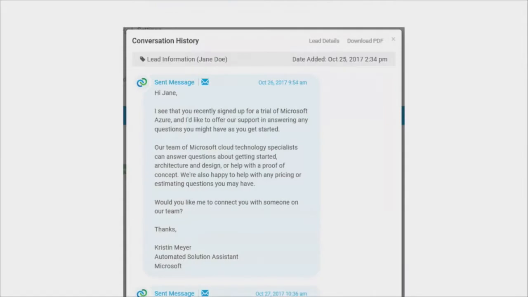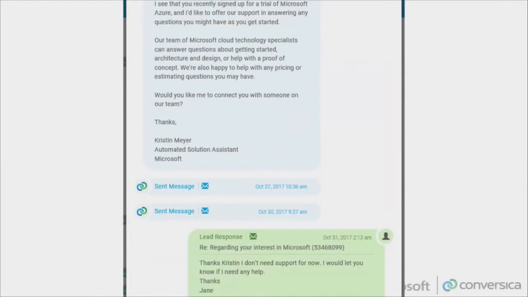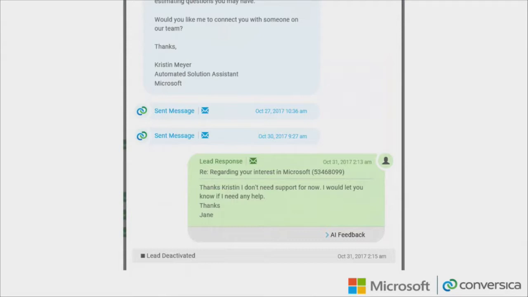Here's another example, same email. The response was, thanks, I don't need support for now. I'll let you know if I need anything. This is an example of a lead that was above the threshold, that had we sent it to a seller first, then they would have spent time emailing and having to disposition, and we've automated all of that.